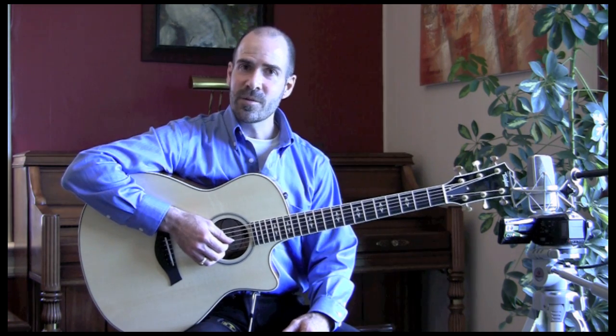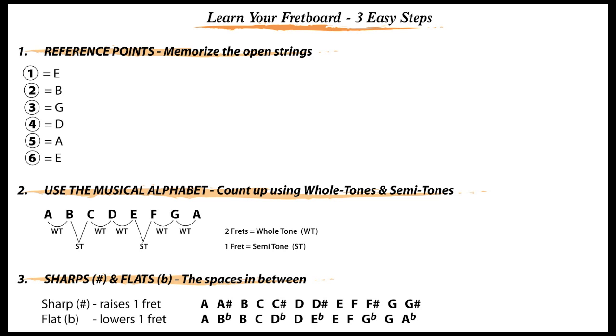So as a review, our 3 steps: learn your reference points. In this case, we start with the open strings. Step 2, think of your musical alphabet. Which ones are 1 fret, which ones are 2 frets. And then step 3, fill in those gaps with sharps and flats.